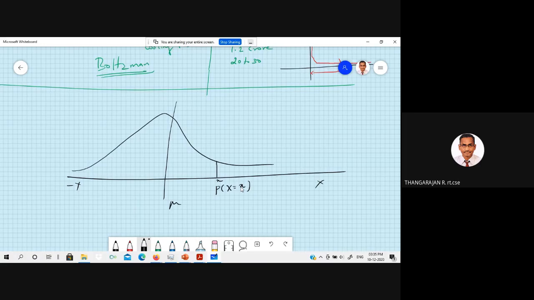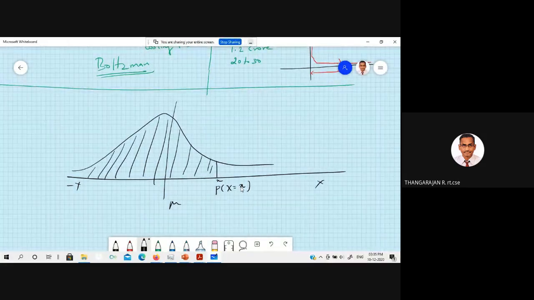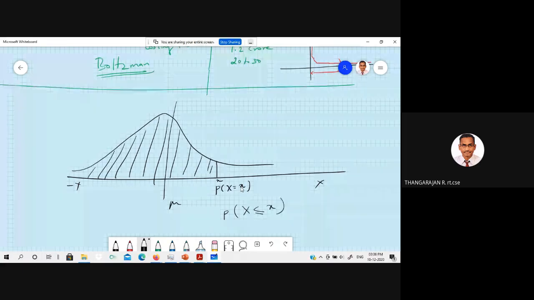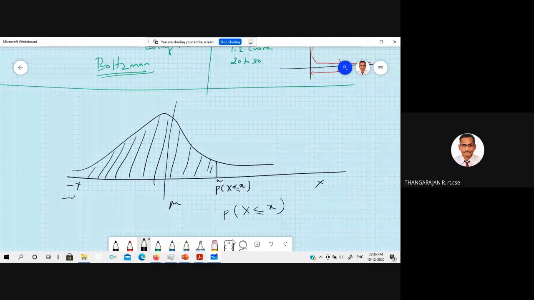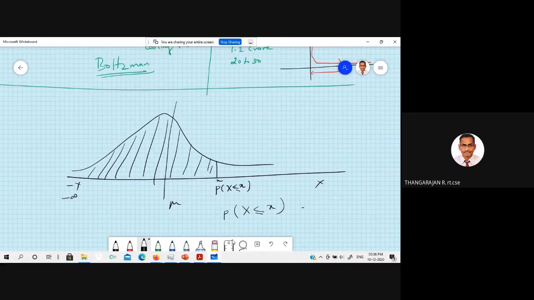Now, if it is a continuous distribution, it is like this. In that case, what you have to do? You have to integrate this area under this curve up to this point. So this is nothing but the probability of x less than or equal to small x. So you have to simply go from minus infinity to x and sum. You have to integrate from minus infinity to x, p of x.